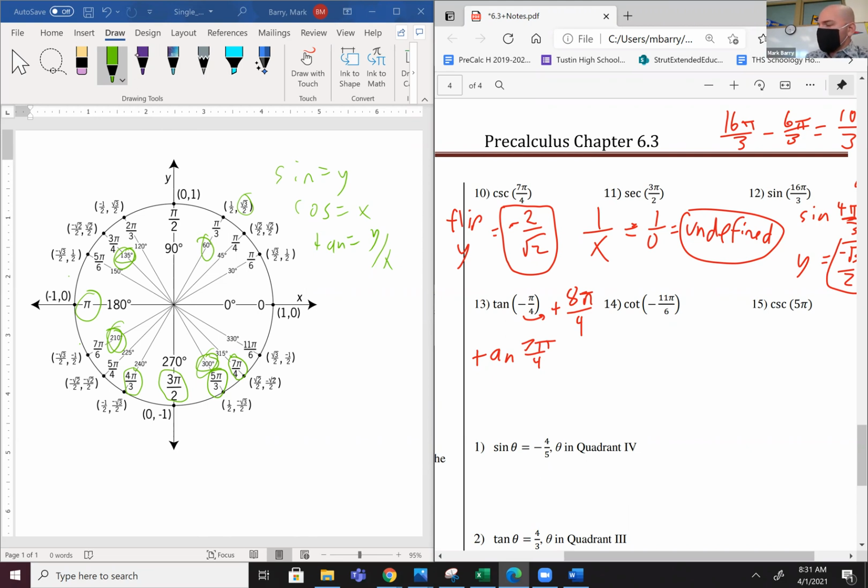So now I'm going to go back to the unit circle. 7 pi over 4. We know that tangent is y over x. So that would be negative rad 2 over 2 divided by positive rad 2 over 2. We could multiply by the reciprocal here, but we don't really have to, because anytime you have the same thing divided by itself, it's 1. Anytime you have the same thing divided by itself, except one of them is negative, that's going to be negative 1.